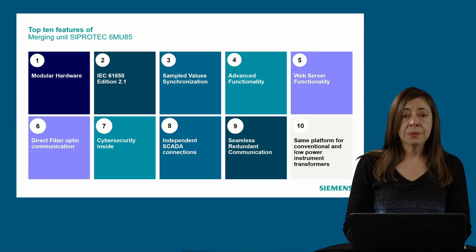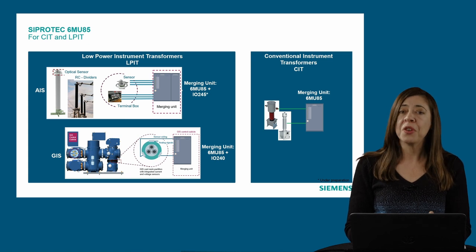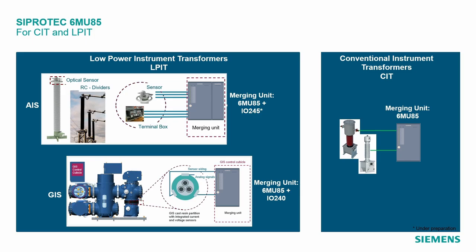Feature number 10, the same platform can be used for all types of instrument transformers, from the conventional instrument transformers to the conventional terminals in the device, to the special IO240 designed for the smart sensors of the Siemens Energy GIS switchgears, or the merging unit with the IO245 to receive the optical transformers and RC dividers from Trench.